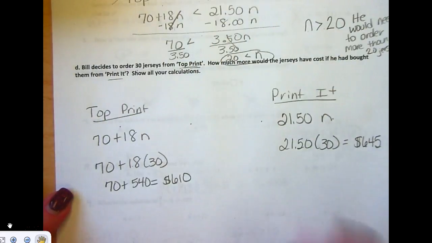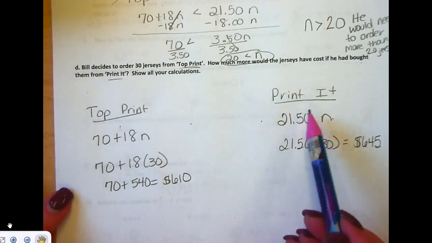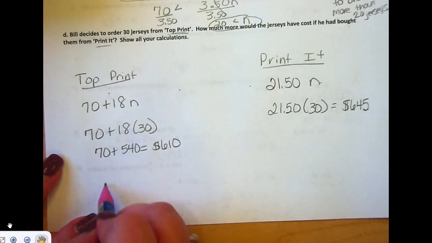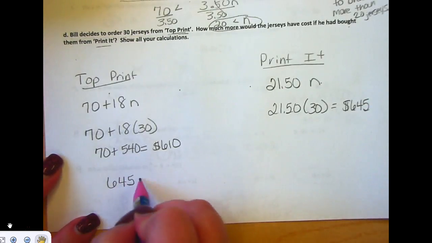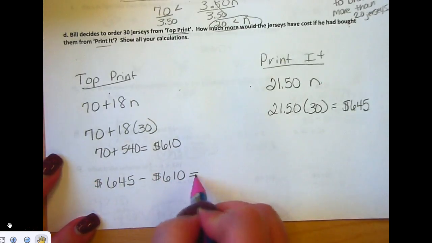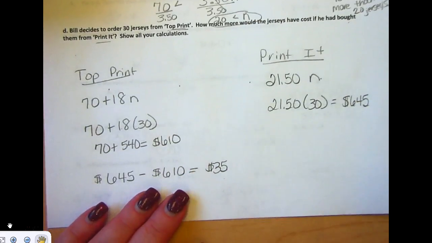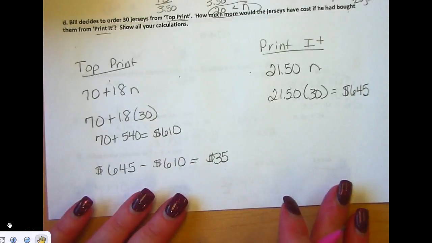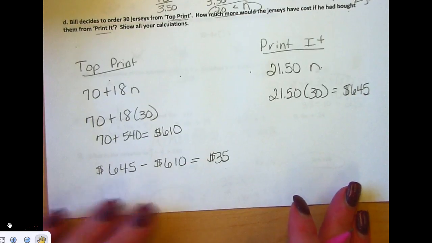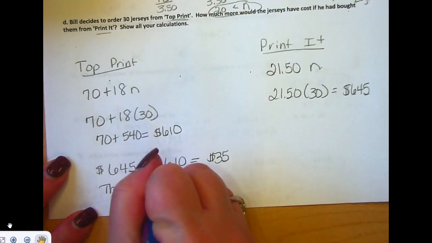The question is, how much more would the jerseys have cost if he had bought them from Print It? How am I going to figure out how much more? Subtract. 645 minus 610 equals. So what statement am I going to write? How much more would the jerseys have cost? They would have cost. Very good.